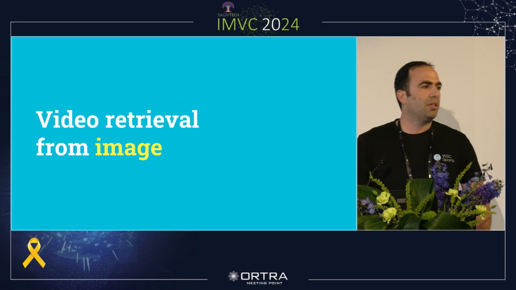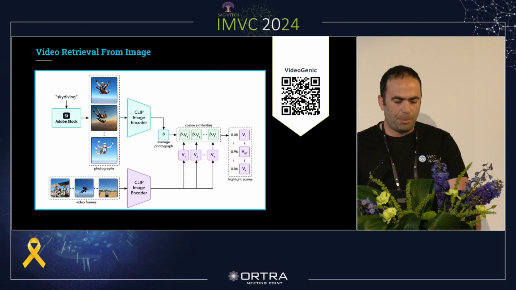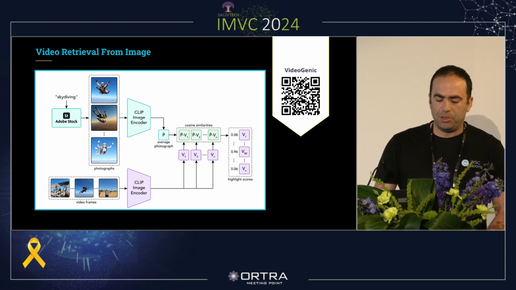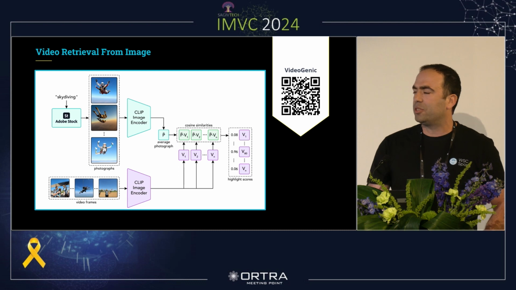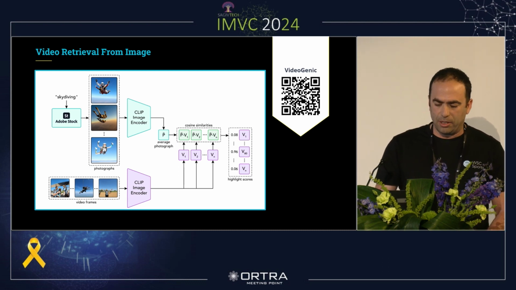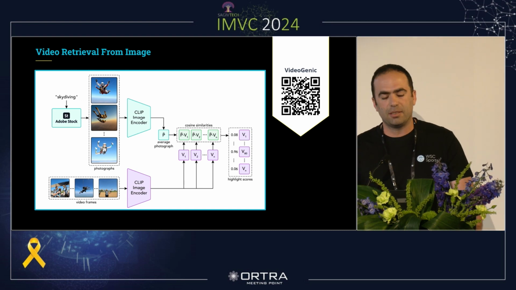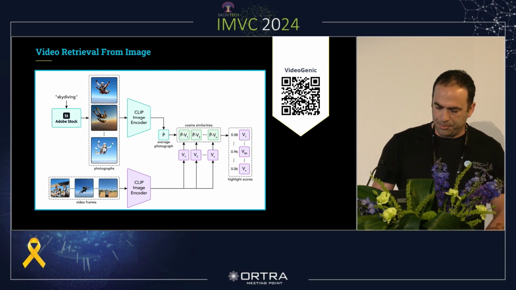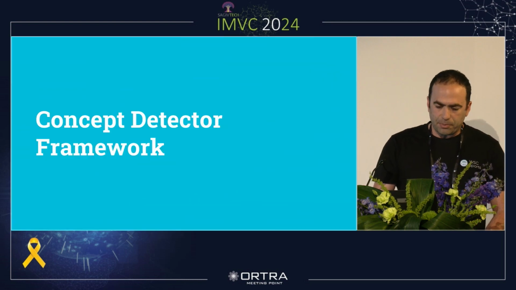For video retrieval by images, we looked at a paper called VideoGenic. And in VideoGenic, they perform image-to-image retrieval by using a gallery of images and then creating the average photograph by averaging the embeddings of the entire gallery. This reduces the effect of specific artifacts or specific particular persons or objects that can cause false alarms during inference.